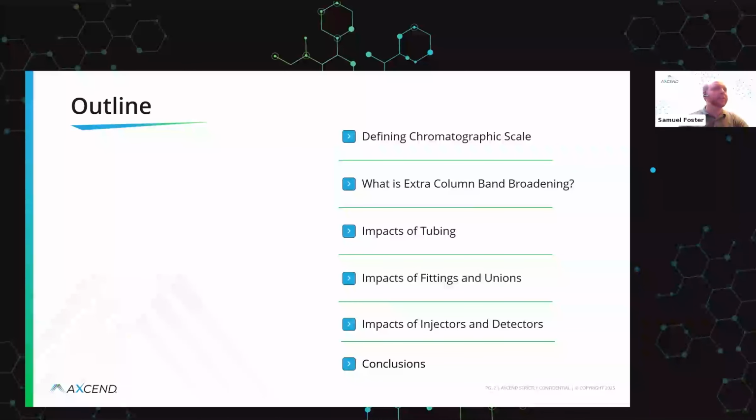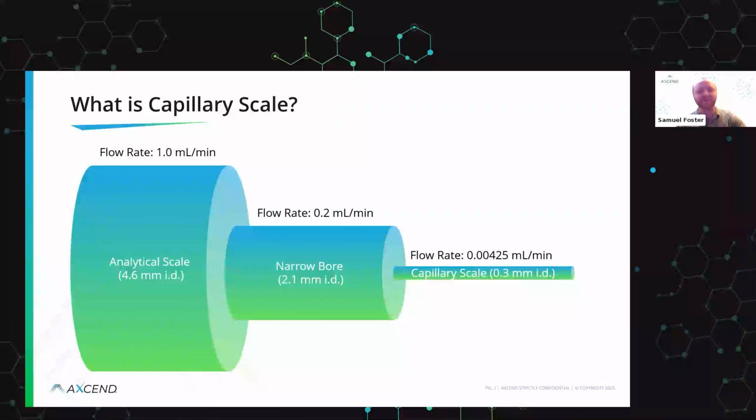So as an outline of what we're going to be going over today, I always like to start by discussing what chromatographic scale is and what I'm talking about when I say we operate on the capillary scale. From there, we'll go into what extra column band broadening is, why it matters more in capillary, and then we'll go through all of the different areas that tend to produce this extra column band broadening and ways that you can mitigate them.